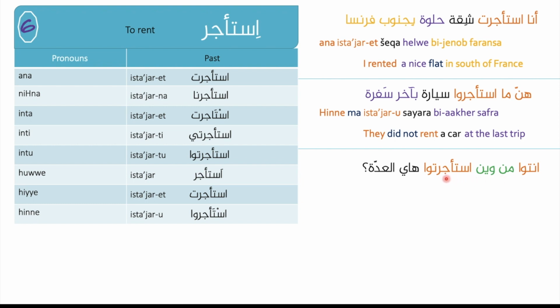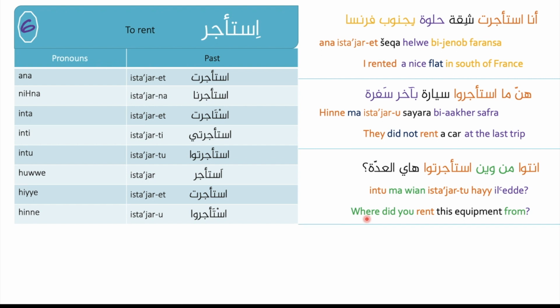انتو من وين استأجرتوا هاي العدة؟ انتو, you group of people, من وين, where from, استأجرتوا هاي العدة, this equipment. The translation is, where did you guys rent this equipment from?